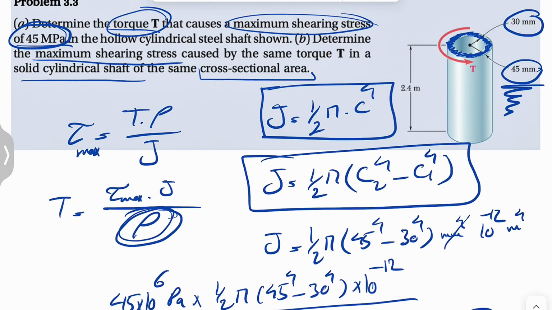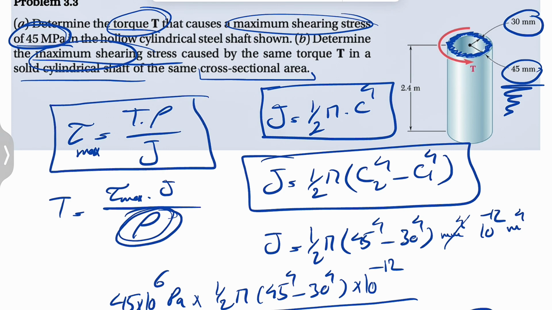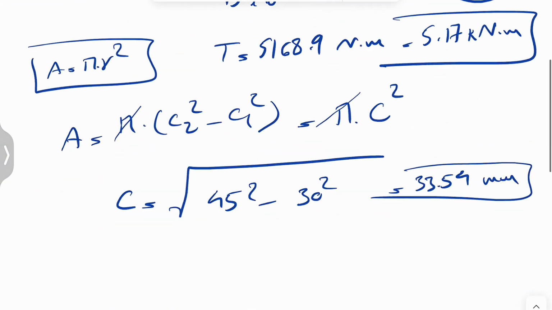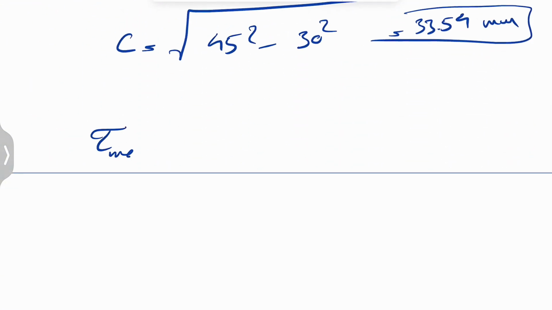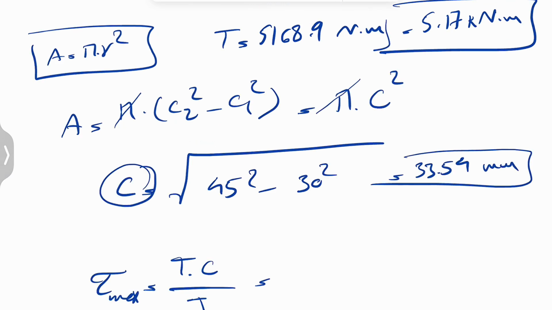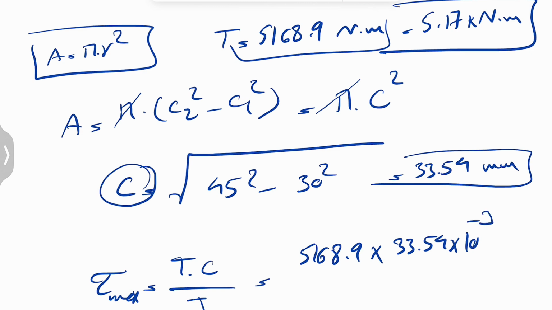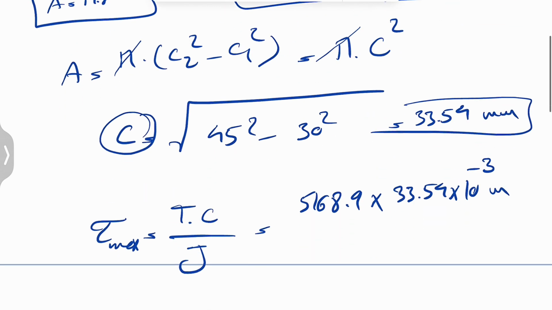And what the question is asking in the B part is the maximum shearing stress. So we have the same formula, the elastic torsion formula, that we talked about. The only difference is this time we are looking for the maximum shearing stress. So T times, we call the radius C, so C over J: 5168.9 times the radius 33.54. We're going to do 10 to the negative 3 to get it in meter.